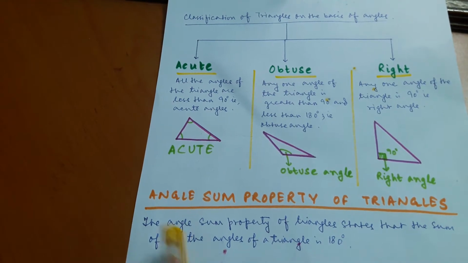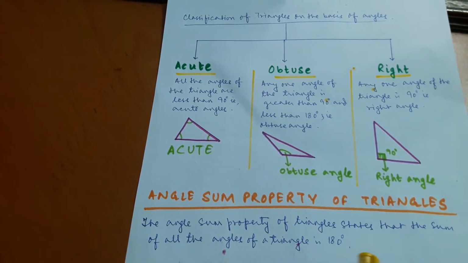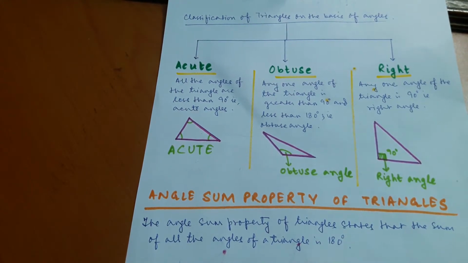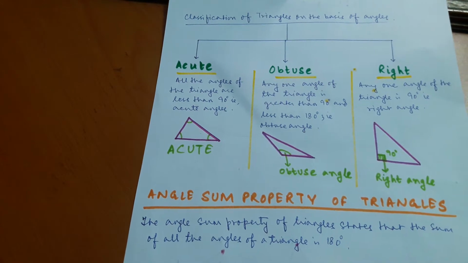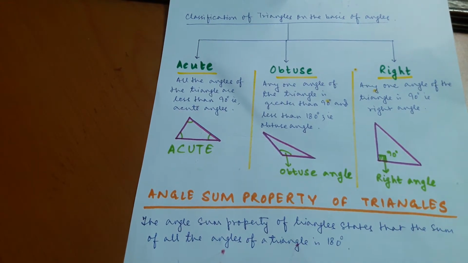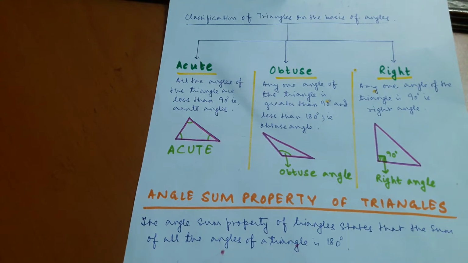Now next यहाँ देखो angles and property of triangles. The angle-sum property of triangle states that the sum of all the angles of a triangle is 180 degree. मतलब ट्राइंगल जैसा ही हो, acute ही हो, obtuse ही हो, या फिर right हो, या equilateral, isosceles, scalene. अगर एक figure triangle है, if a polygon is a triangle, it means the sum of all of its angles has to be 180.